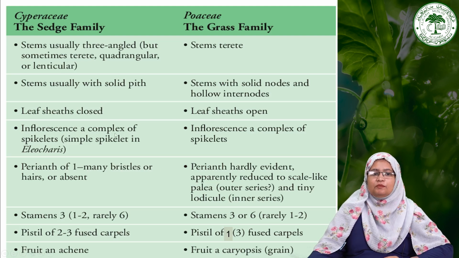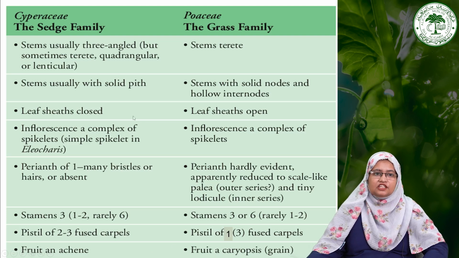Then the inflorescence is a complex of spikelets, and here the inflorescence is also a complex of spikelets. Then the perianth here is one to many bristles or hairs, or may be absent. Here the perianth is hardly evident or apparently reduced to a scale-like palea, termed the tiny lodicule. They may be 2 or 3. Here stamens are 3 in number, they may be 1 or 2 or rarely 6. Here also stamens are 3 to 6, rarely 1 or 2. Their pistil is made up of 2, 3 or maybe fused carpels. Here the pistil is made up of only 1 and sometimes maybe 3 fused carpels. Here the fruit is achene while here the fruit is caryopsis.